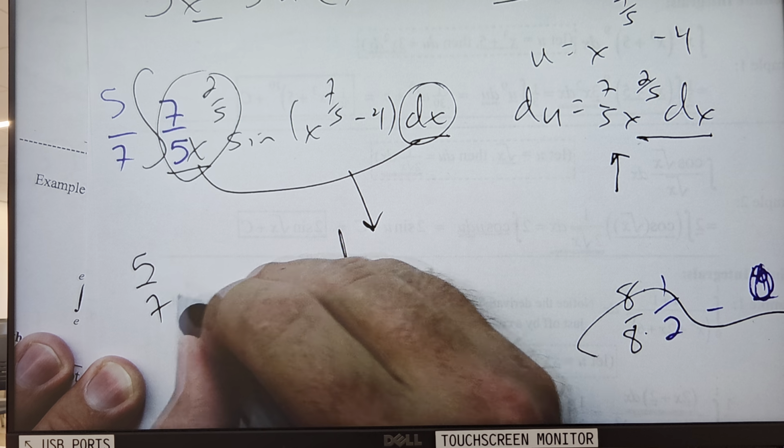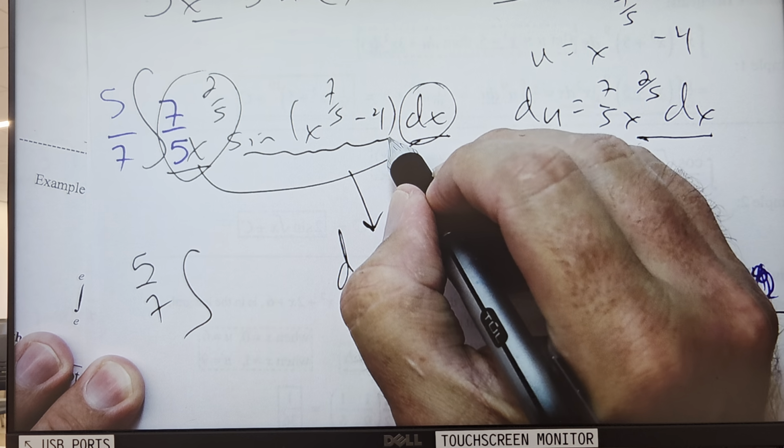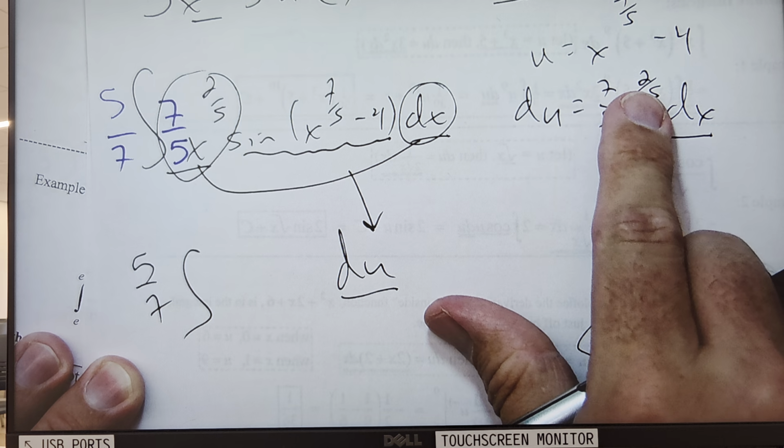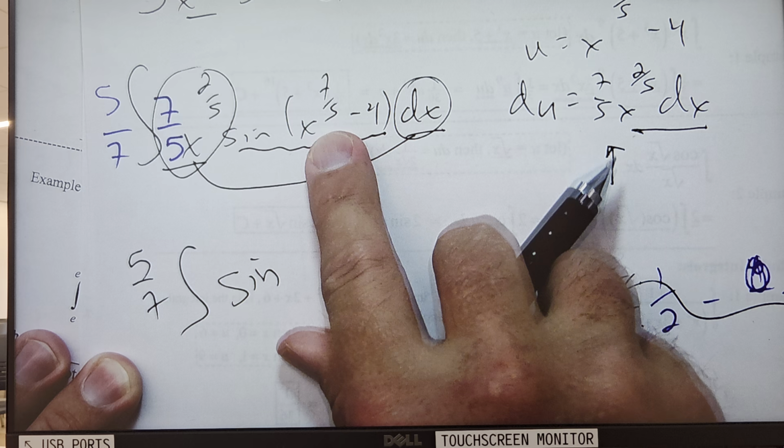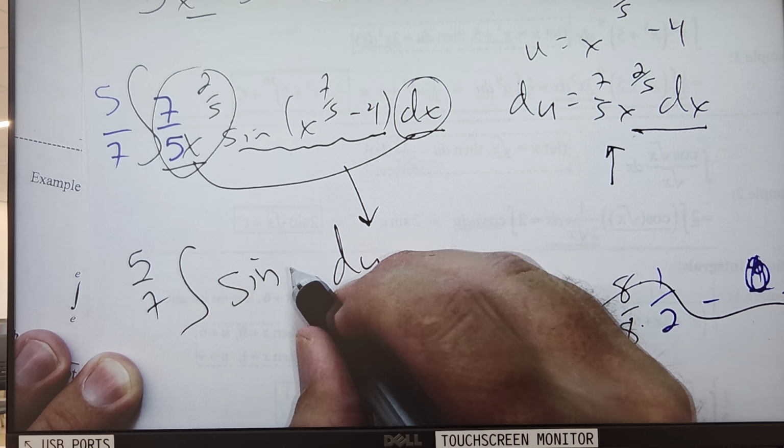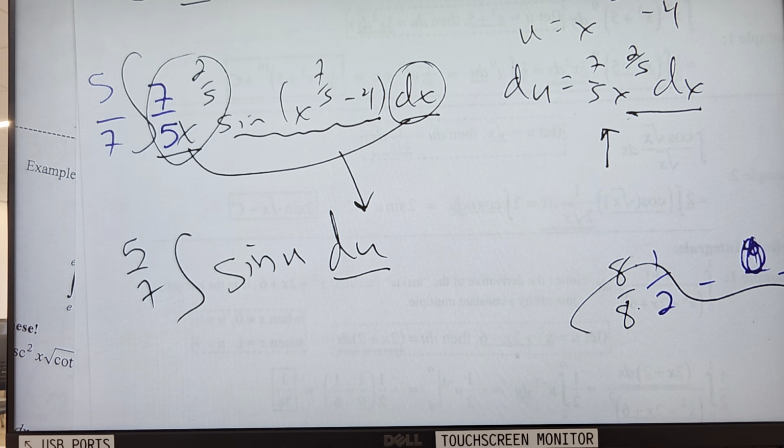I have a 5/7 integral, and then what's this? Sine of what do we call this? U. Sine of u. I love the grammar. When we start doing u stuff, grammar goes out the door. What is u? So, are y'all a little better with this idea? If I pick u and I take a derivative and there's a number there that I don't have, I can make it show up easy.